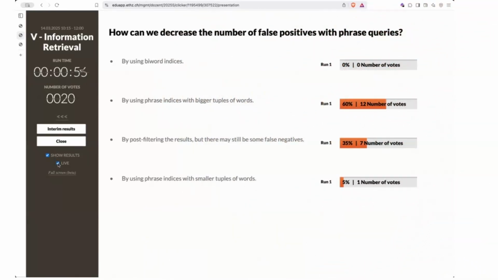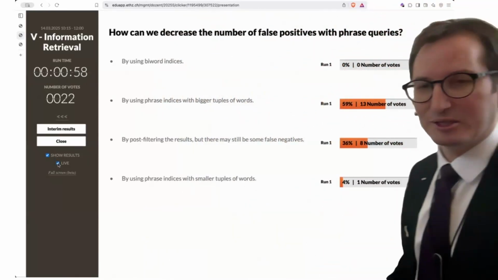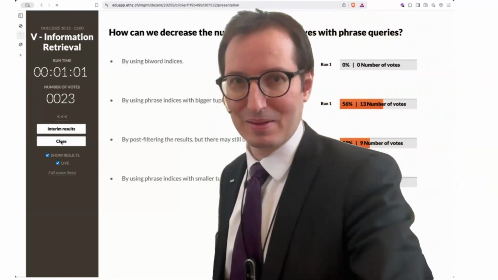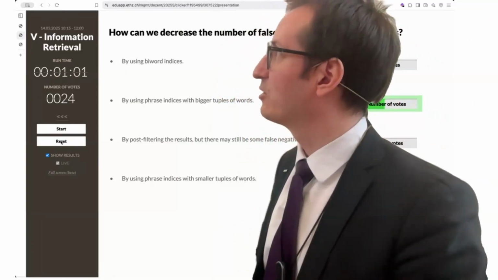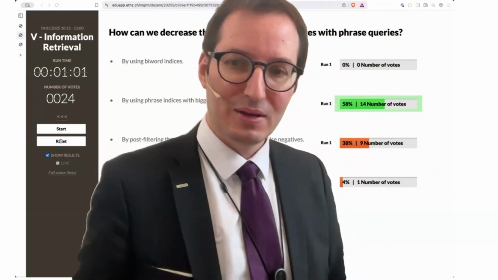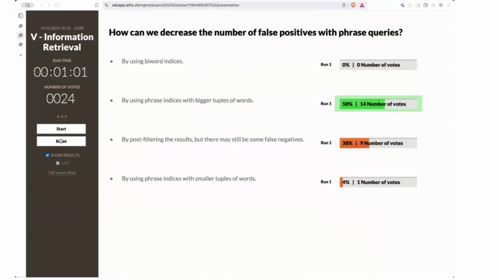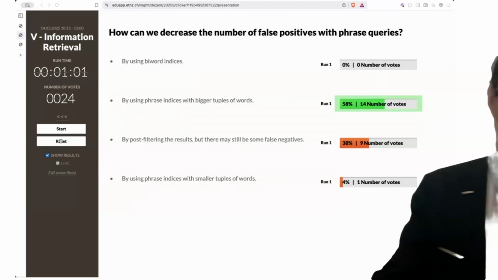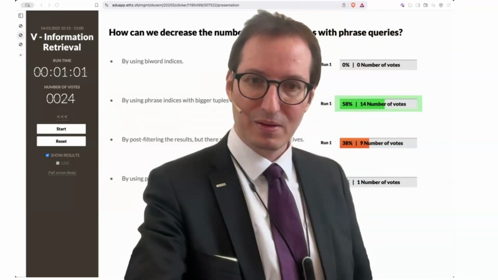This is the majority answer. Okay. And you are correct, indeed. We can just increase the window of the tuples. We can make it 3 or 4 or more. You could also use post-filtering, and then you could completely get rid of the false positives, you would not just reduce them. So this was the answer. The other answer was not completely correct, because by filtering you would eliminate all of the false positives.